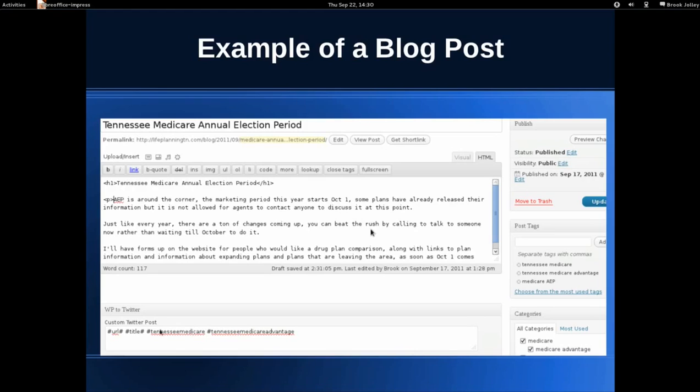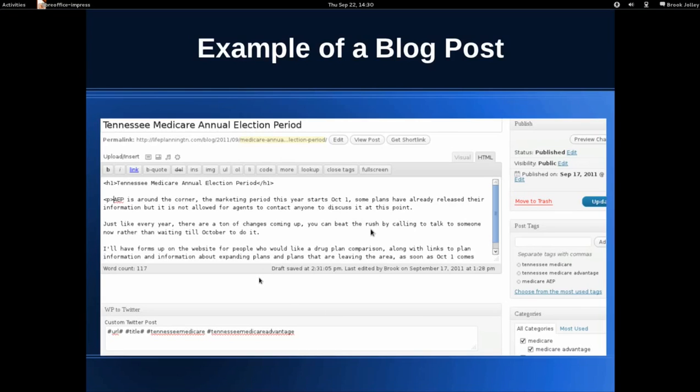So, for example, what this will come across as in Twitter is a shortened URL that goes directly to the article, the title, and then this article is about Tennessee Medicare and Tennessee Medicare Advantage. And then I've done the same thing on my categories. So in every place the keywords are matching. So it's easier for Google to ascertain what it is it's looking at. It's easier for Bing to ascertain what it's looking at.